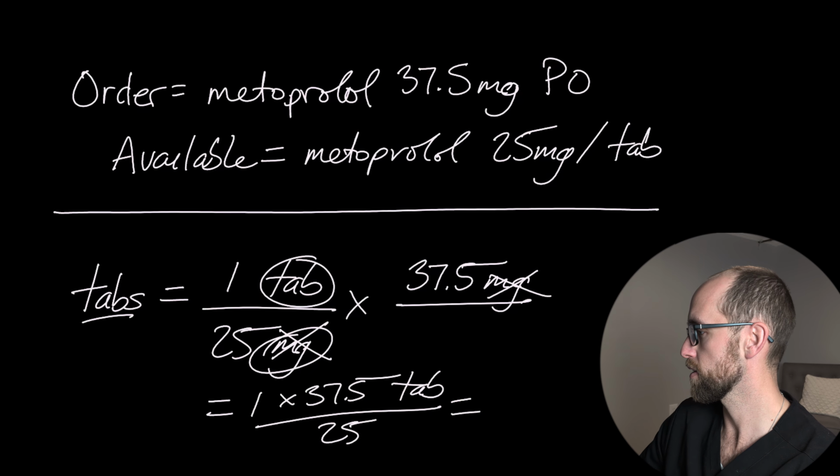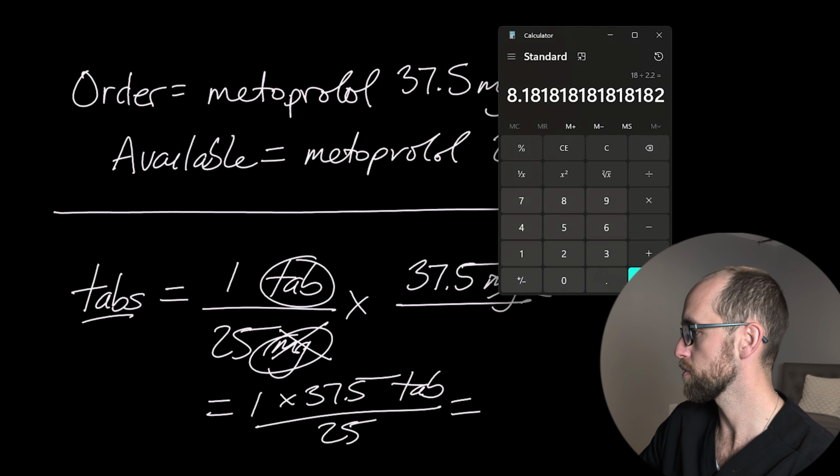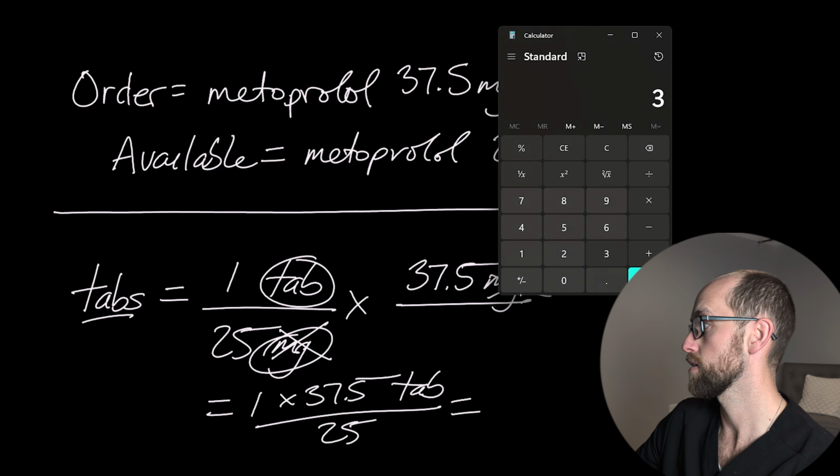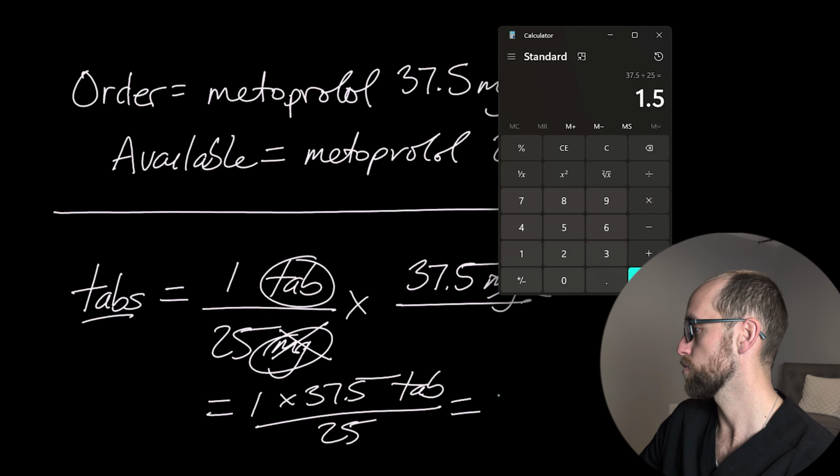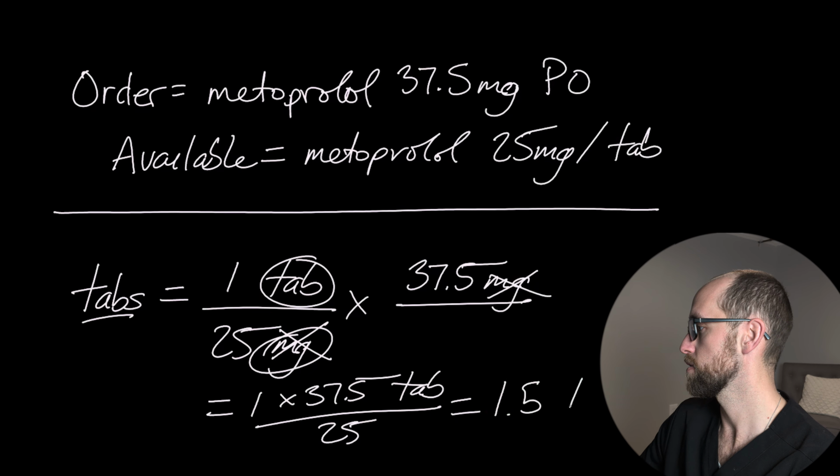And if we just do our math on that, I believe that's going to be 1.5, but let's just take a look. 37.5 divided by 25 is 1.5 tablets. So this patient needs a tablet and a half of metoprolol to get to the ordered dose. Not that complicated, right? Let's keep moving on. Let's go to an IV medication now.